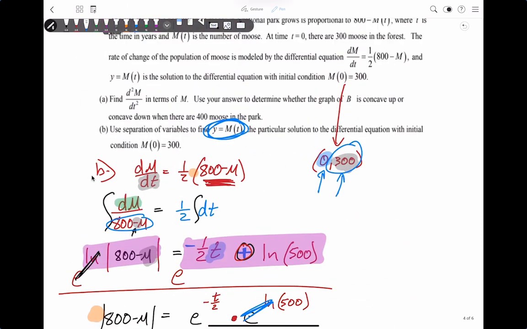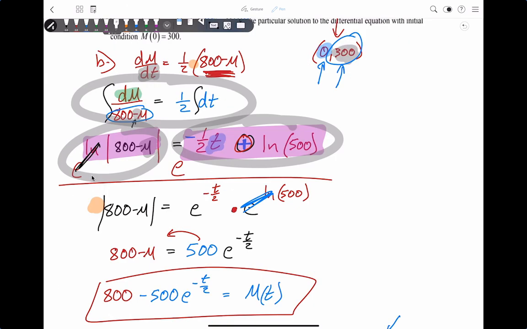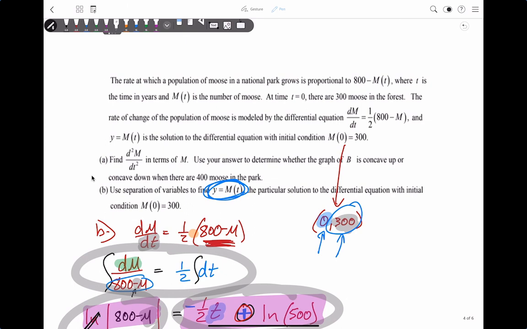And yes, you want to show all your steps: the separation, the integrals of each side, plugging it in. I know I erased it, but plugging it in to find your C value so that you could take that C value and change your general to the particular solution. Okay, so that's all we have.